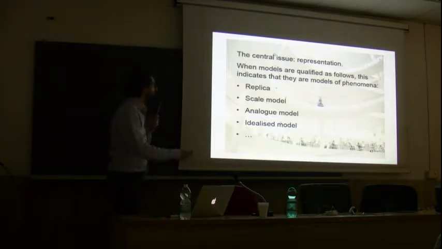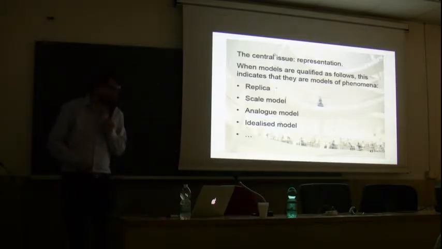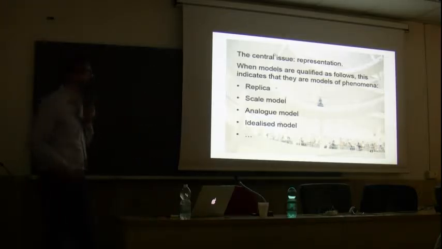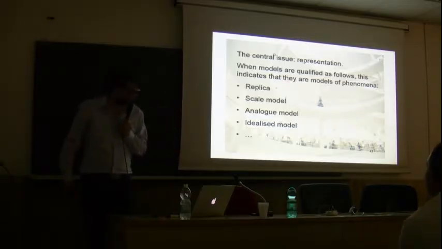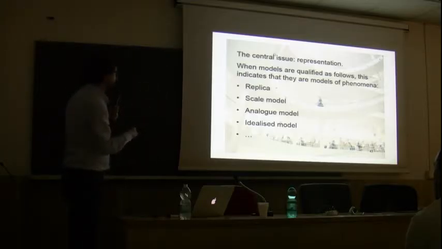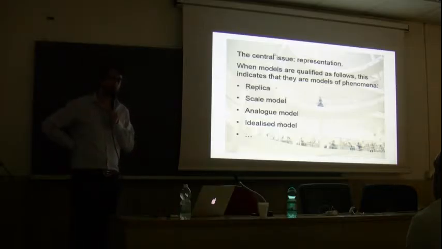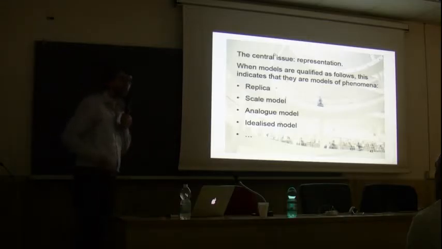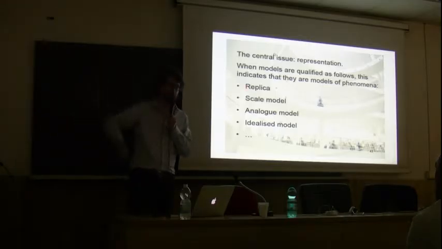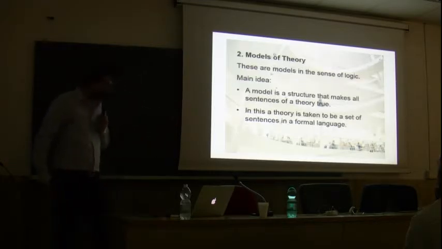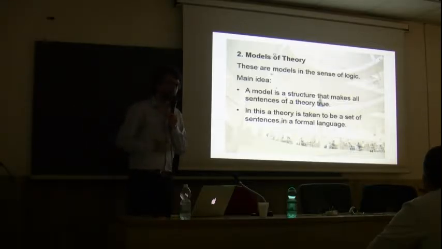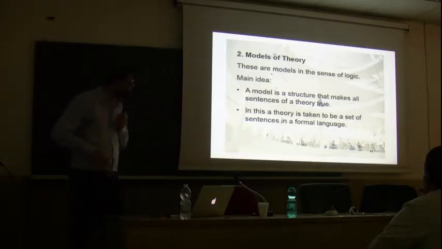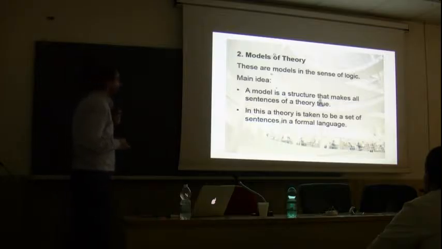When models are qualified as models of phenomena, you have to ask, well, how do they represent? And that leads into the entire long and intertwined discussion about scientific representation. When you hear words like a model being a replica or a scale model or an idealized model or an analog model, you're effectively talking about representational relations. These are qualifications of how a model relates to reality. Since you have seen many examples of these models and have at least an intuitive grip of what's going on, I don't want to spend much time on that, and will say something about representation at the end. Now I want to come a bit to theories.